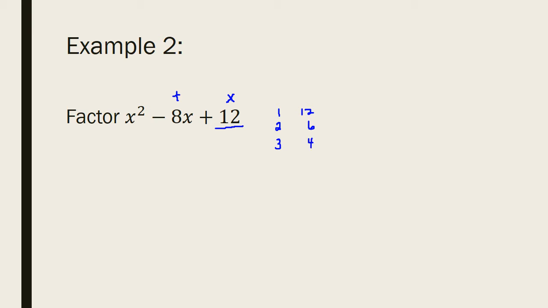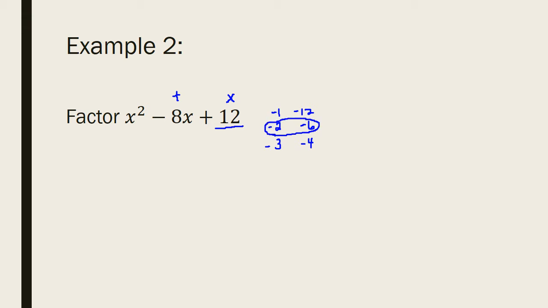And remember, anytime that you would have numbers multiply to give you a positive number, but add to give you a negative number, both of those numbers need to be negative. Because two negatives when you multiply gives you a positive, but when you add them, they are still negative. So then we look to see which ones of those will multiply to give us 12 and add to give us negative 8. And we see here that it is negative 2 and negative 6.